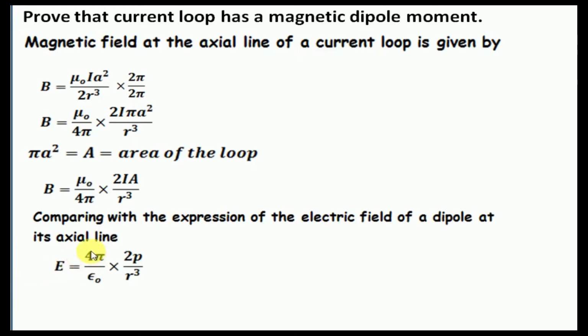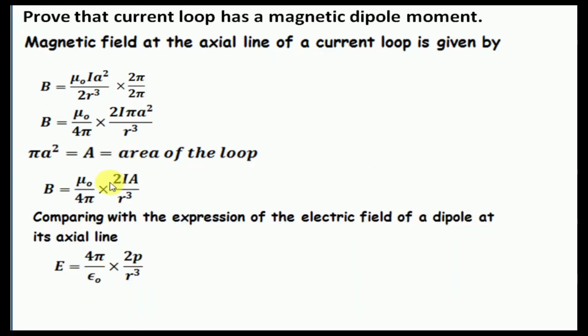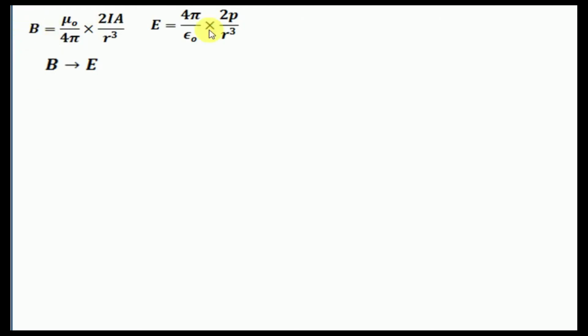E is equal to 1 by 4 pi epsilon naught into 2p by r cube, where p is the dipole moment of the dipole. So this is how we have derived this. Now we'll compare these two equations. This is the magnetic field, this is the electric field, they are equivalent. This is one constant in the magnetic field and this is the constant in the electric field, and this 2 by r cube and this 2 by r cube are similar.